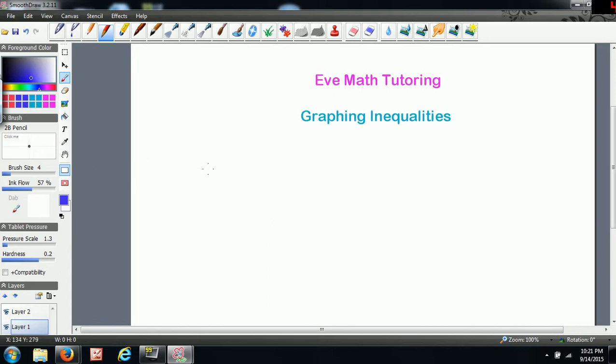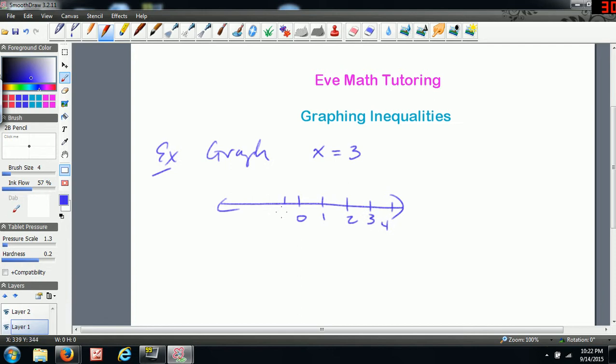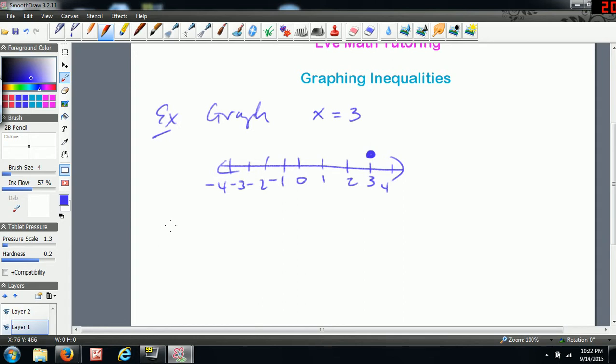So let's start off with an easy example. The question is to graph, say, x equals 3. Now this is just graphing an equation, so I'm going to start off with that first. If you have a number line with 0 in the center, and then the positive numbers and the negative numbers, x equals 3 would be just a point right here.